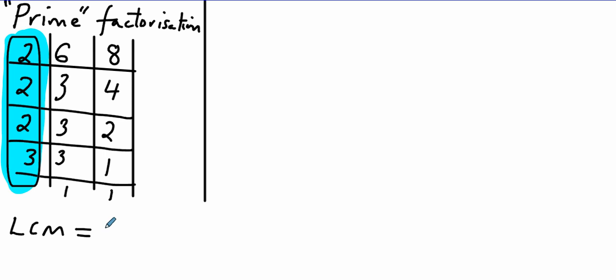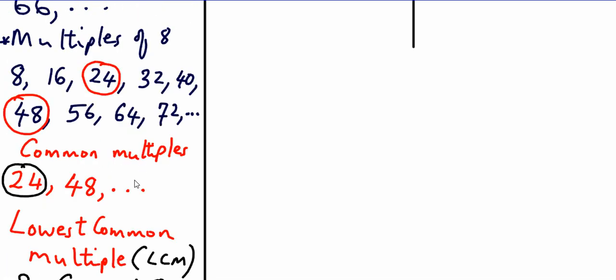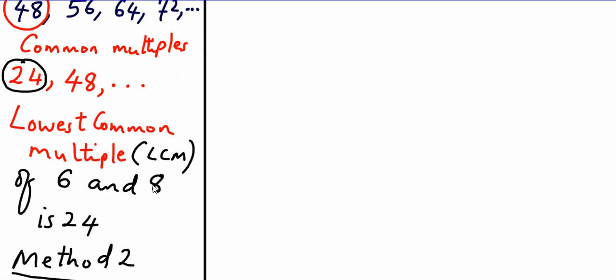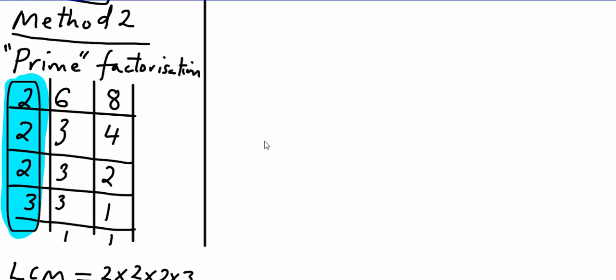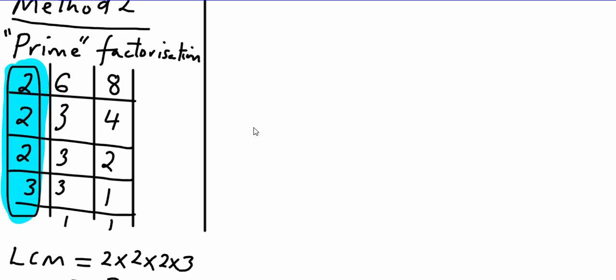So the LCM will be 2 times 2 times 2 times 3. Work out that this will be 2 times 2 is 4, 4 times 2 is 8, 8 times 3 will be 24. Cool, yeah? And remember what we got? We got 24 here by using the listing method. So our answer is very correct. And this is method 2, which we call prime factorization.